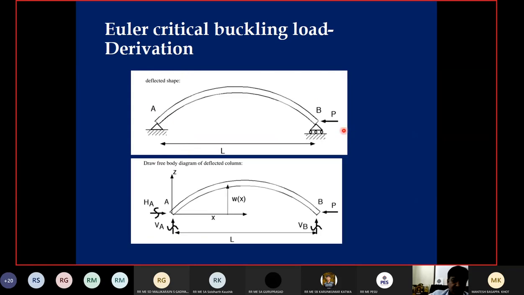So you can see that because of the force applied beyond a certain point, the system has buckled, and after buckling, you try to draw the free body diagram. The free body diagram is a diagram wherein you remove all the boundary conditions, you just include the internal forces and the external forces acting on a system, as well as place the coordinate system and all the geometries and other requirements that need to be put in for the derivation.